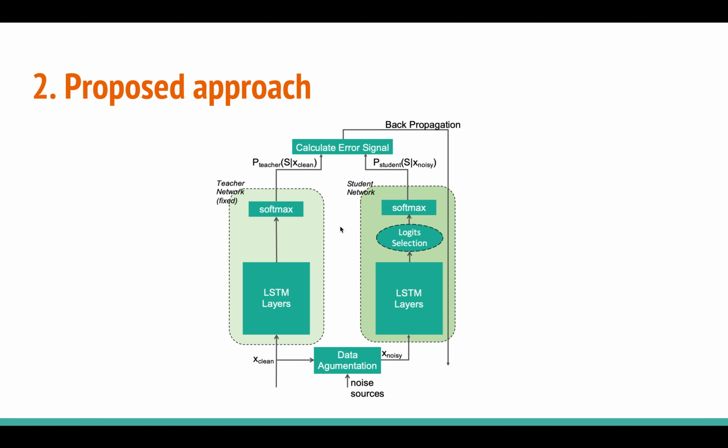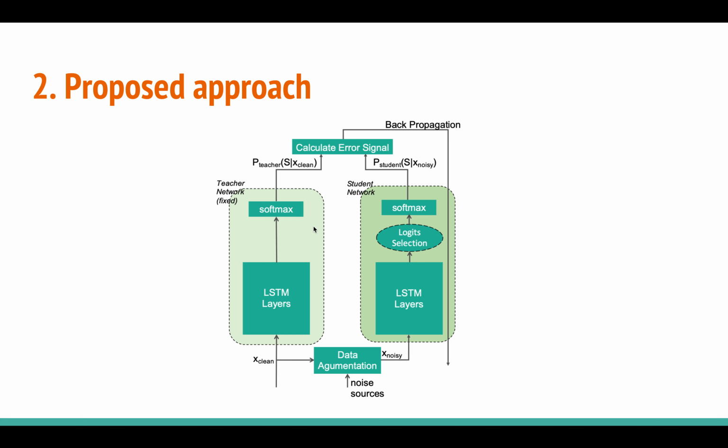If you think of this network, do you think you need any ground truth text? When I say ground truth text, do you need any labeled or transcript text data? The answer is no. Why? Because we are not computing the error based on the ground truth transcript, right? We are actually computing the error signal using the logits or the probability vectors from the teacher network.